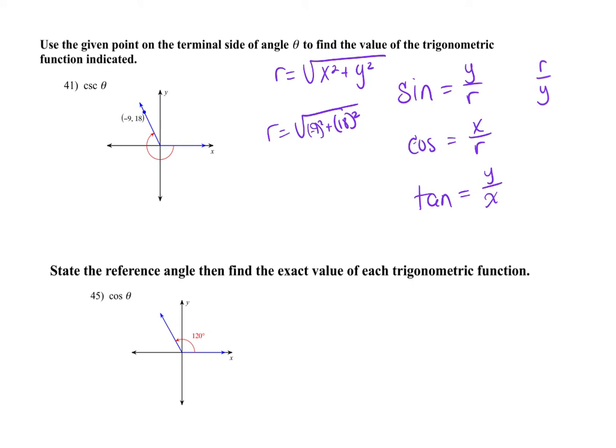And then solve. All right, so square root of 405. I actually want you to use your factor tree here. So do this guy, 5 and 81, 9 and 9. So 9 square root of 5 is your r. They want cosecant, so it's going to be r, 9 square root of 5, over y, 18. Simplify that guy, square root of 5 over 2.